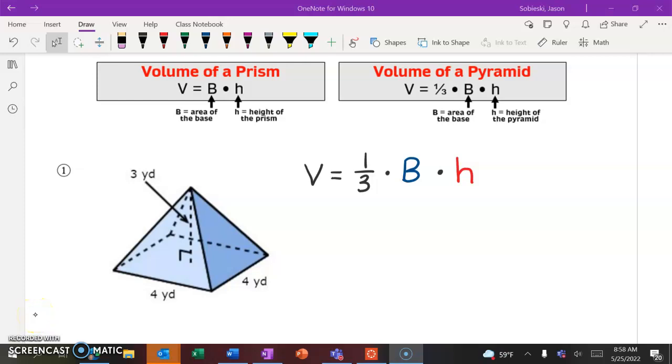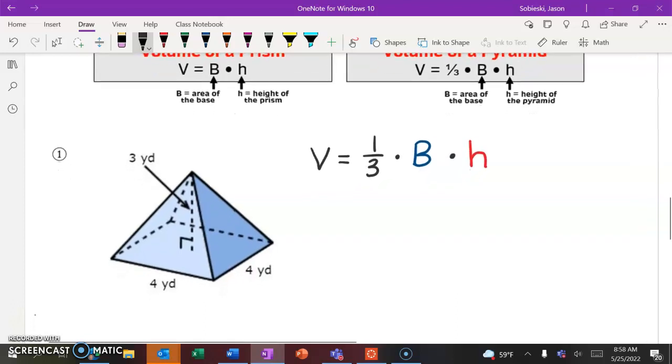Alright, so in this video we are going to look at finding the volume of either a square pyramid or a rectangular pyramid. So the formula for that is 1/3 times the area of the base, which is big B, times the height of the pyramid, which is h. Right, so very similar to the prism formula, except we have a 1/3 out in the front.